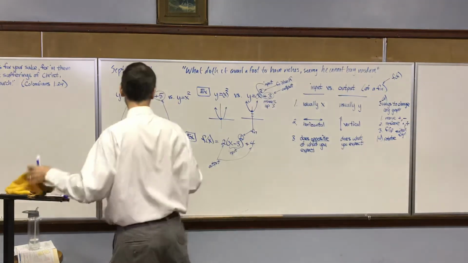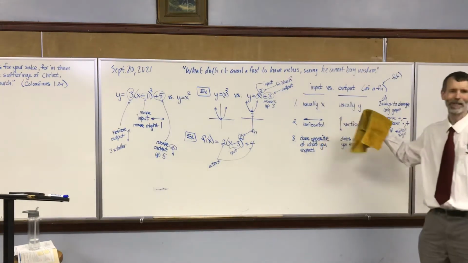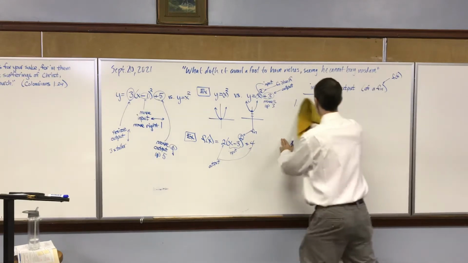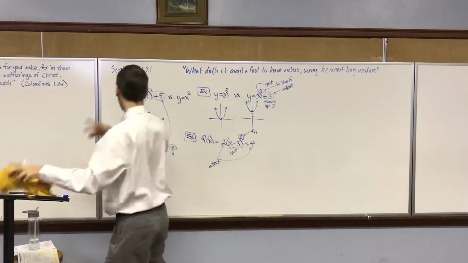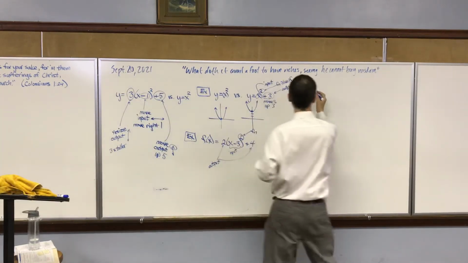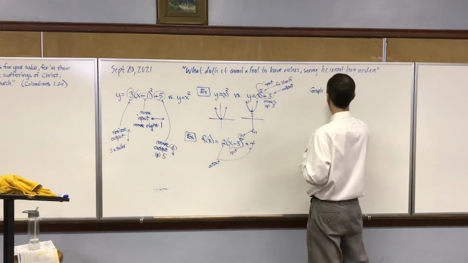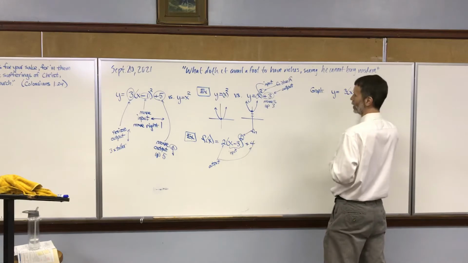Let's try and graph this thing. Is everybody okay with this chart with the input and output? I need to get some space here. Let's actually graph this thing that I have up here. So graph y equals 3 parentheses x minus 1 parentheses squared plus 5.